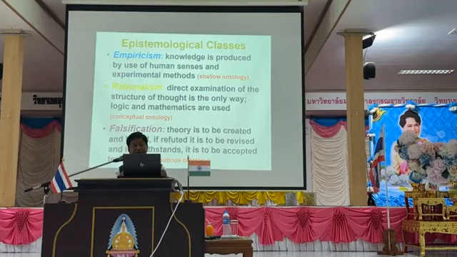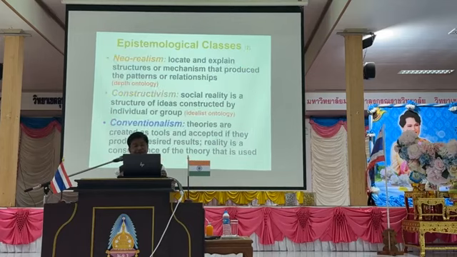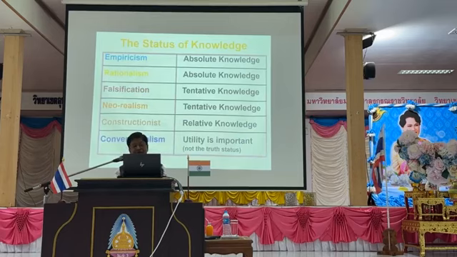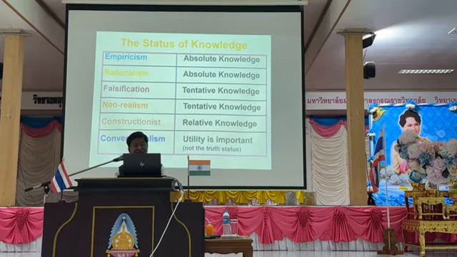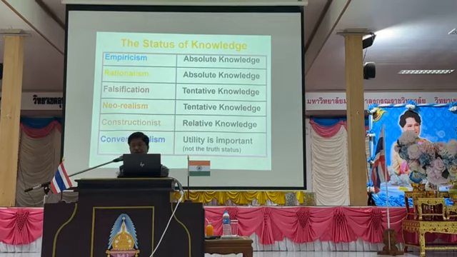Epistemological classes have all been given, showing how knowledge is produced by use of human senses and experimental methods. Epistemological class: neo-realism, constructivism, conventionalism. So this is the status of knowledge. Through empiricism, we get absolute knowledge. Through rationalization, we get absolute knowledge. Through falsification, we get tentative knowledge of anything. Through neo-realism, we get tentative knowledge.